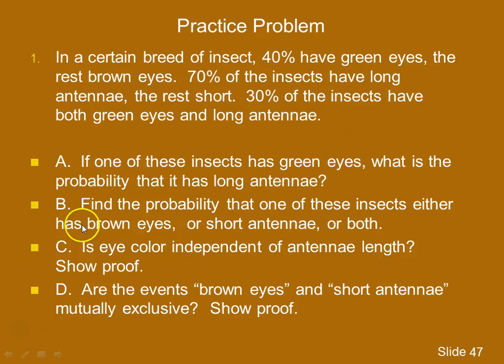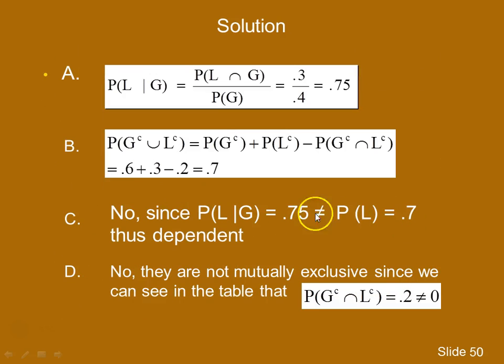Let's look at the second part of the problem. Find the probability that one of these insects either has brown eyes or a short antenna or both. Either this or both, as you'll recall, again, is the union of two events. So in part B, we want brown eyes, which is G complement, union with short antenna, which is L complement. Again, just go to the formula and apply the formula. A union has to be the probability of the first event plus the second minus the intersection.